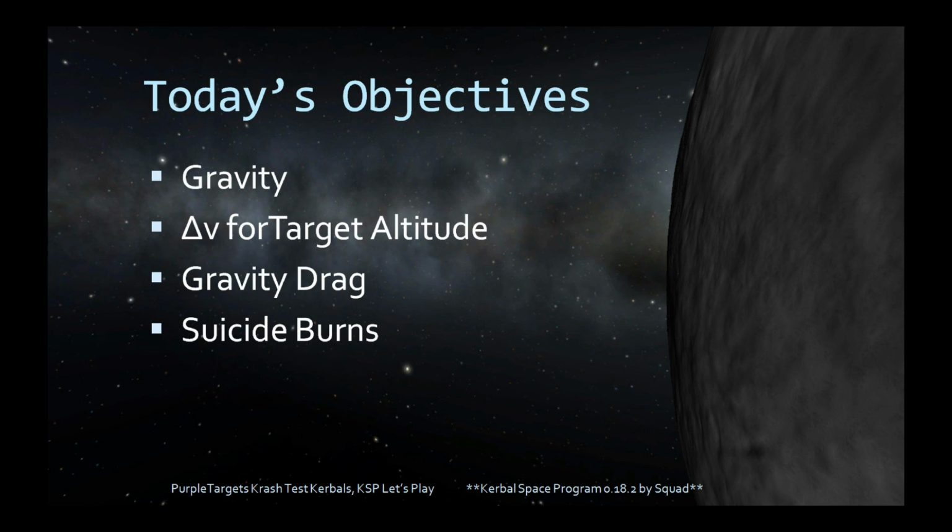So for today's objectives, we'll talk a little bit about gravity, how to calculate it, and how it behaves. And we'll look at calculating delta V for target altitude in a vacuum. And we'll talk a little bit about gravity drag and how it's affected by our burn times and our thrust to weight ratio. And we'll discuss a little bit about suicide burns if there's time.